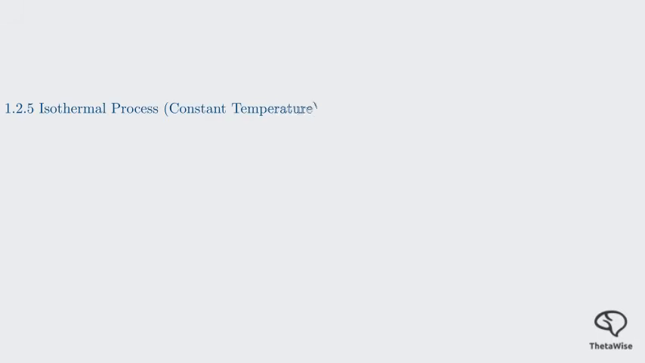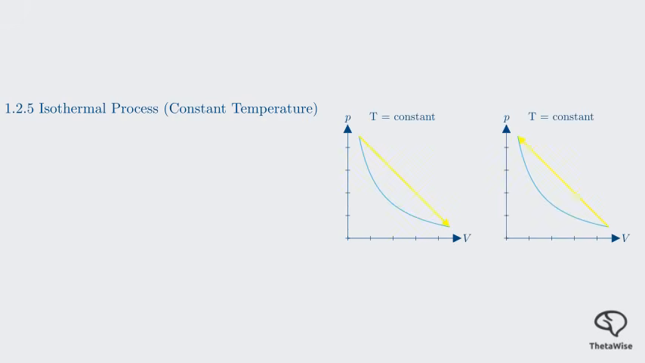Our third process is the isothermal process. The prefix iso again means equal, and therm is the Greek word for heat. So, an isothermal process is one where the temperature, T, is constant. In an isothermal process, the gas is allowed to expand or contract slowly, and heat is exchanged with the surroundings to ensure its temperature never changes. Think of a system in a large temperature bath. On a PV diagram, this process is represented by a curved line called an isotherm. An isothermal expansion moves down and to the right, while an isothermal compression moves up and to the left.